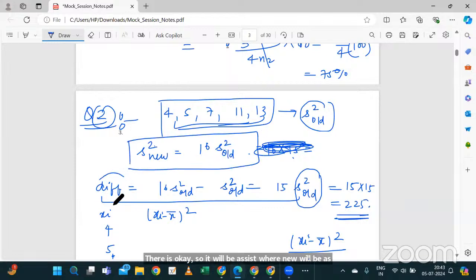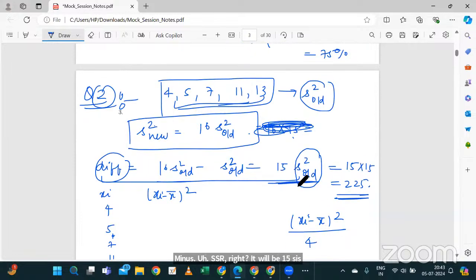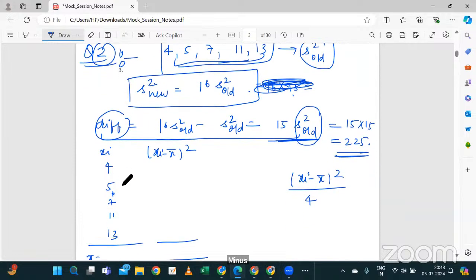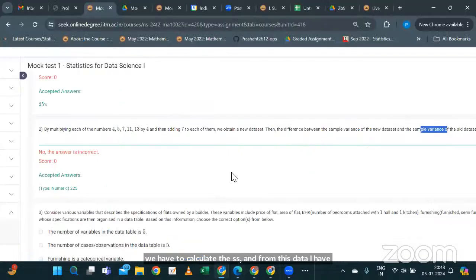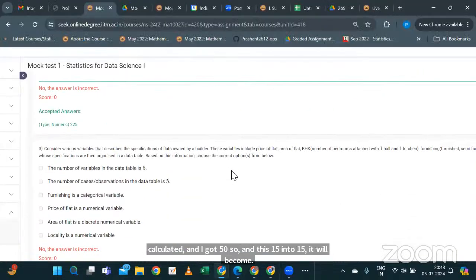It is asking about the difference of these two. So 16 s square old minus s square old, right? It will be 15 s square old. And we have to calculate the s square old, and from this data I have calculated and got 15. So this 15 into 15 will become 225. Okay. So 225 is the correct answer.